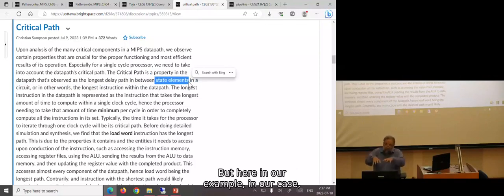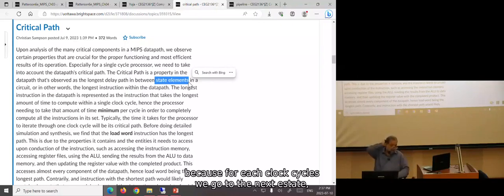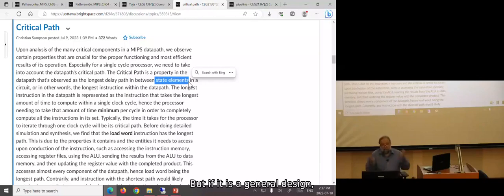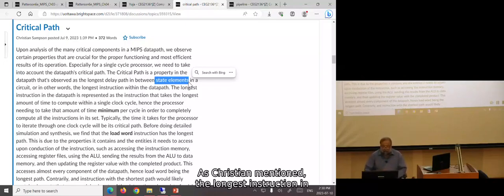But here, in our case, it is among clock cycles, because for each clock cycle we go to the next state, which is the next PC. That's what our single cycle processor does. But if it is a general sequential design, then the critical path is the longest path between two states, as Christian mentioned. The longest instruction in the database is the instruction that takes the longest amount of time to compute within a single cycle. Very good, Christian.